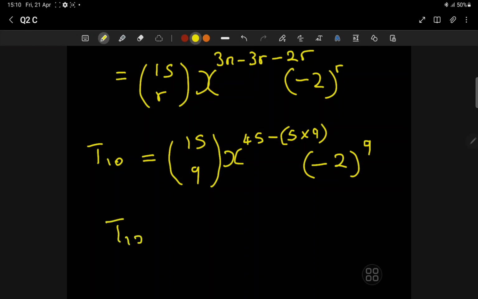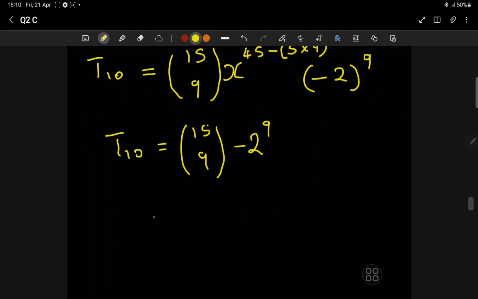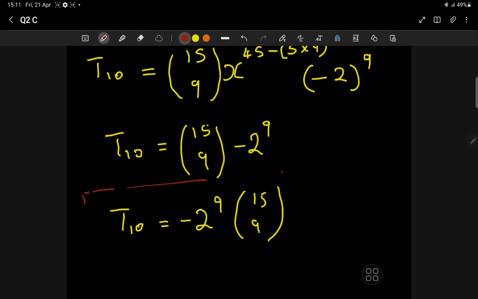So T_10 is equal to 15 combination 9, and the exponent of x will be 0. So x raised to 0 is 1. I'm sure you remember this principle. So we're applying this, and we just have (-2)^9. You can simplify it further, but you can just leave it here, it's fine. So this is just (-2)^9 times 15 combination 9, and this is your final solution.